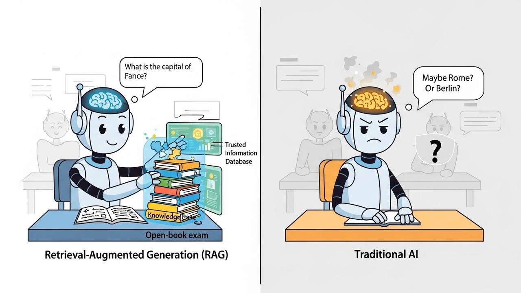This is a game changer for things like customer support bots, which can now pull from up-to-the-minute policy documents instead of making up answers. But RAG isn't a magic bullet. Its effectiveness depends entirely on the quality of its open book. If the knowledge base itself contains errors, RAG will just serve up those errors with more confidence.